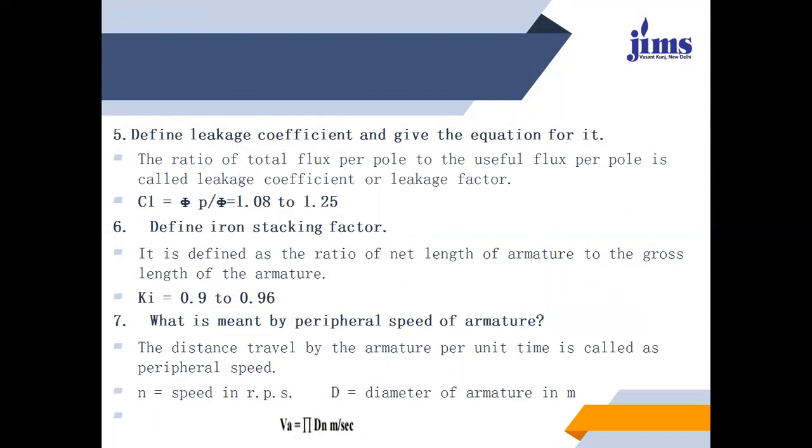Define iron stacking factor. It is defined as the ratio of net length of the armature to the gross length of the armature, and the value of this is 0.9 to 0.93. What is meant by peripheral speed of armature? The distance traveled by the armature per unit time is called the peripheral speed. Over here N is the speed in RPS, D is the diameter of the armature in meters. So V equals pi times D times N, and the unit of this is meter per second.